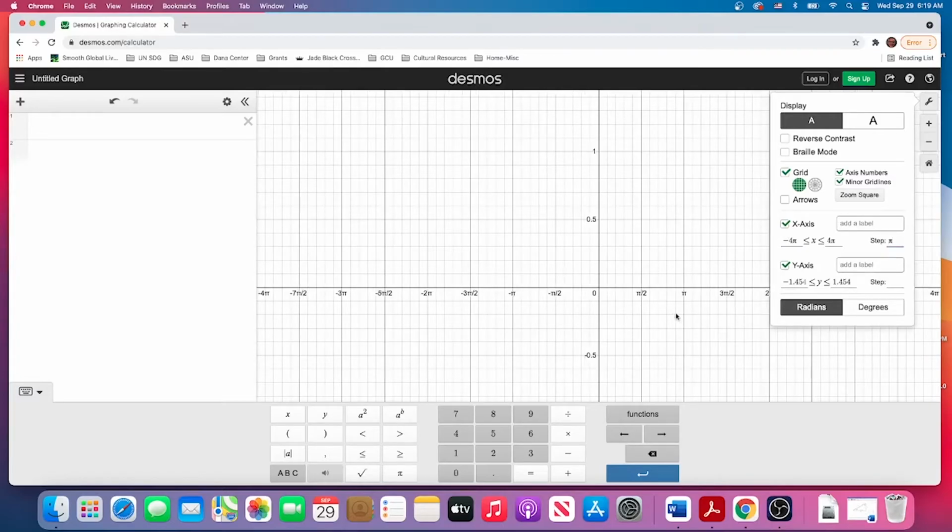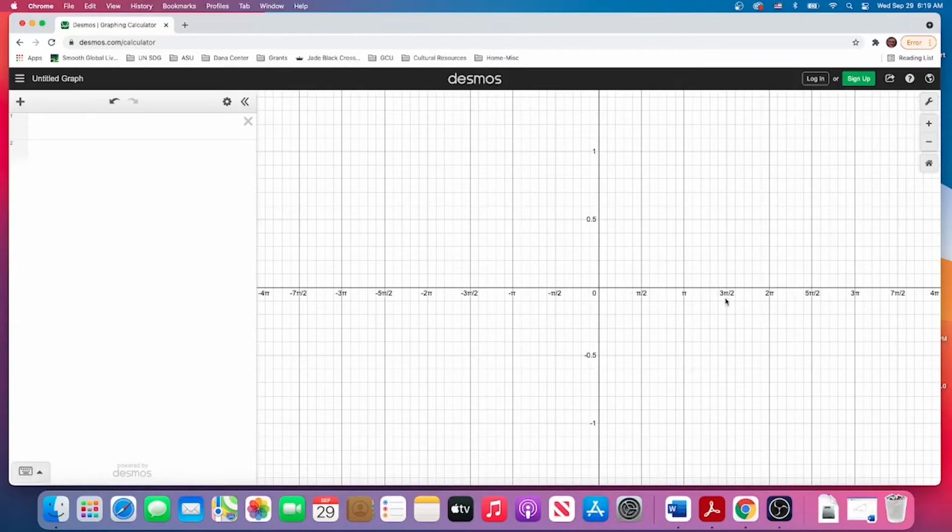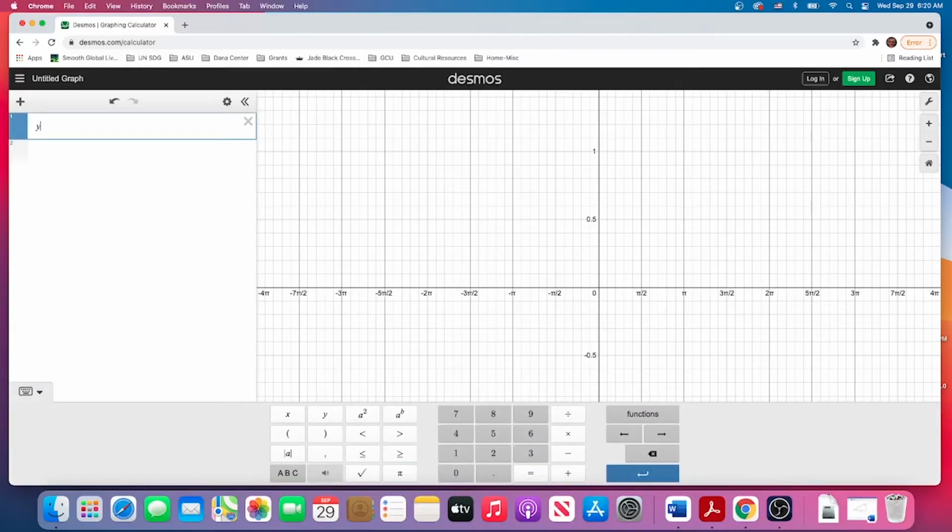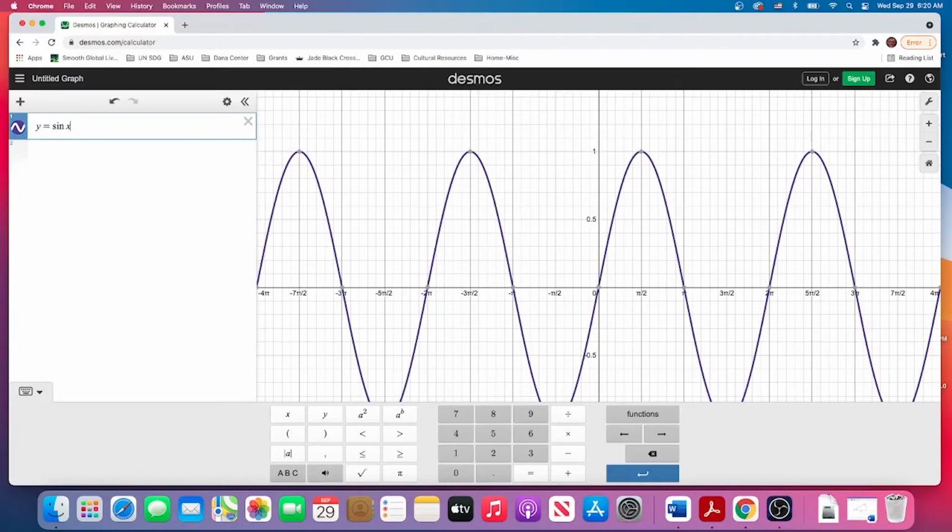Notice now, look at that x-axis, it's so beautiful. Pi over 2, pi, 3 pi, and so forth. Okay, so our x-axis is now set up to report back to us. So if I want to graph something like y equals sine of x, this is what I get.